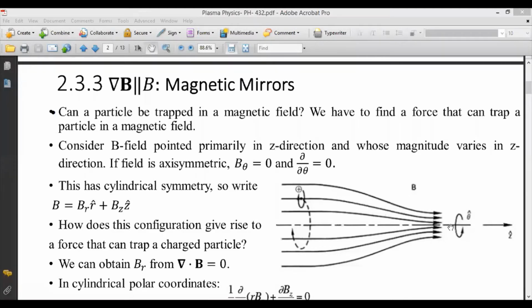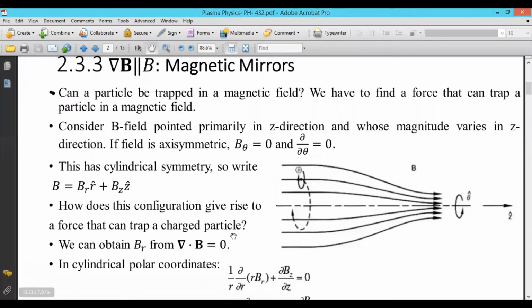If the field is symmetric along the axis, we consider that B_theta is 0 and partial theta equals 0. And this has a cylindrical symmetry, so we can write it as B equals B of r r-unit vector plus B of z z-unit vector. So how does this configuration give rise to a force that can trap a particle? We can obtain B of r from del dot B equal to 0.